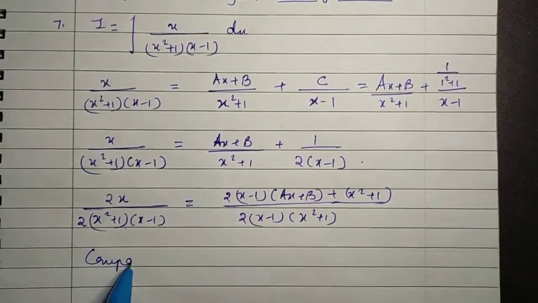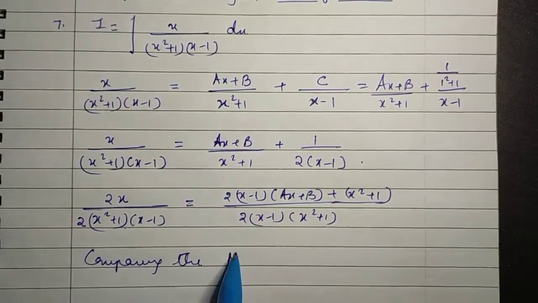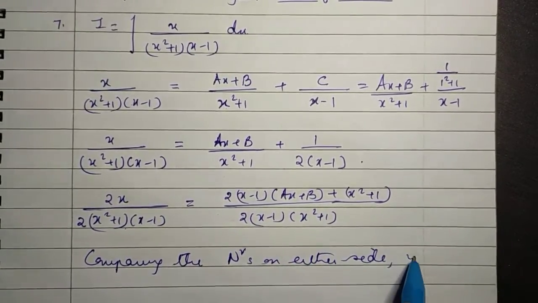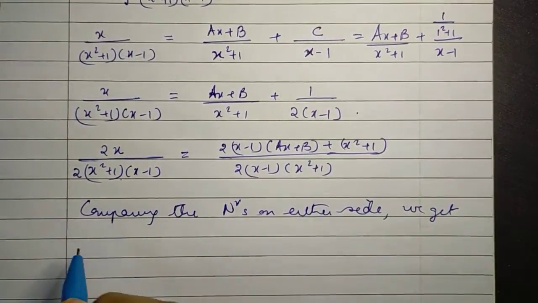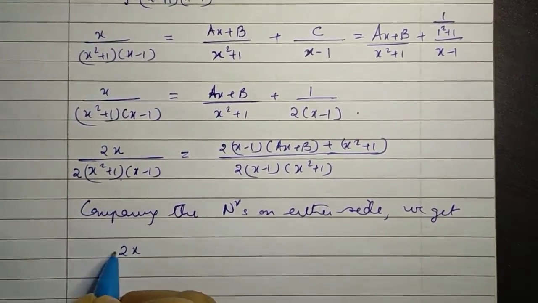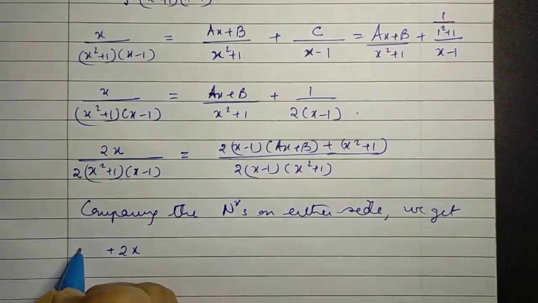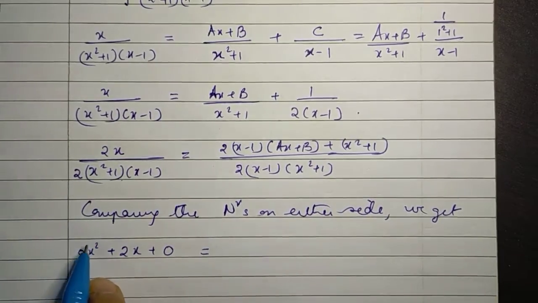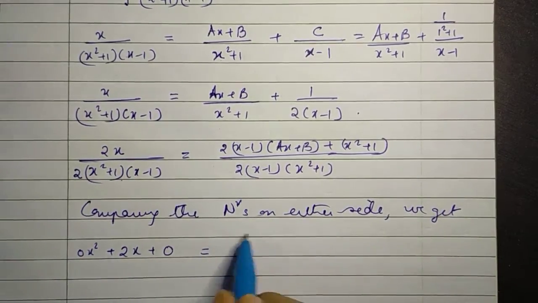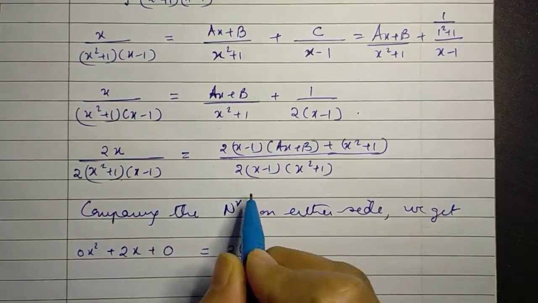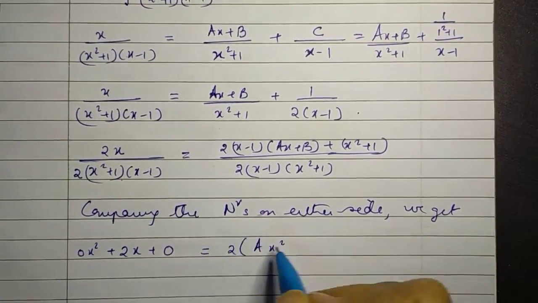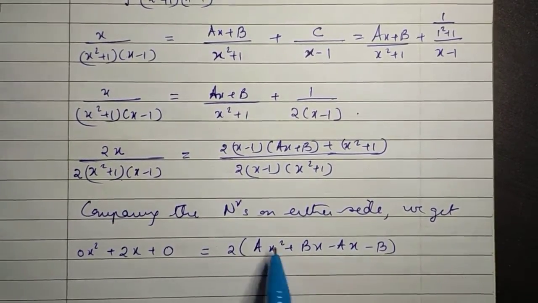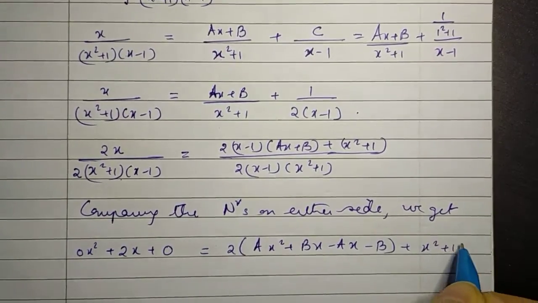Now comparing the numerators on either side, we can write 2x, and this can be written as 2x plus 0 times x squared plus 0, because there is no constant term and there is no term involving x squared. Now let us open it up. We get 2 times, we get ax squared plus bx minus ax minus b, plus x squared plus 1.